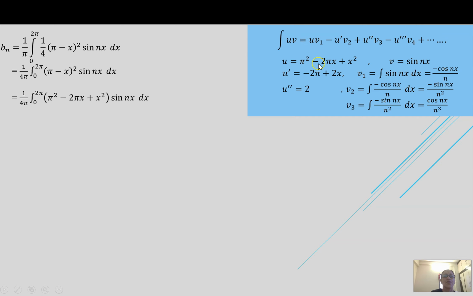Now in this UV rule you have to apply u dash, u double dash, v1, v2, v3, and so on. So if you apply these values here, we get this integration as 1 by 4π into u v1. U means (π² − 2πx + x²) into v1.